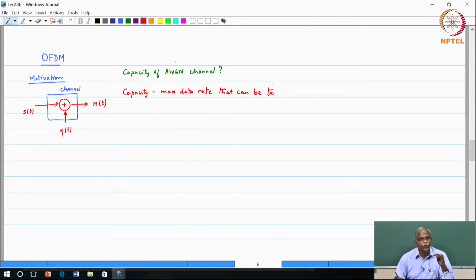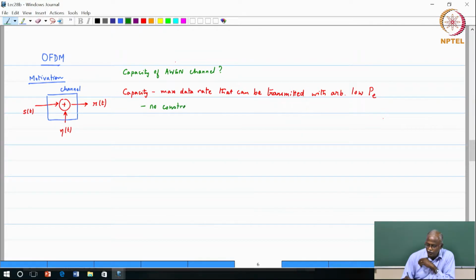with arbitrarily low probability of error, P_E. No point transmitting if you are going to have errors. This is under the assumption that there is no constraint on complexity or delay. You can put in the most complex transmitter and the most complex receiver that you want, and you can take as much time as you want.